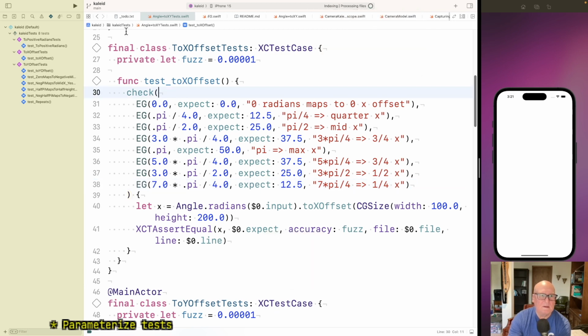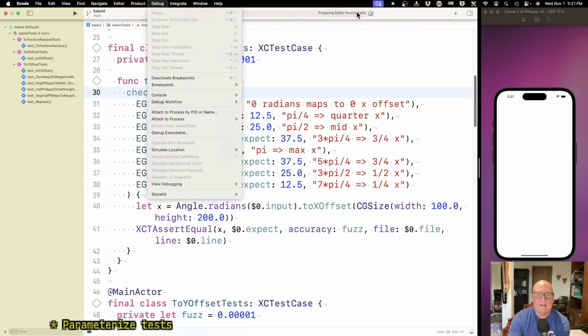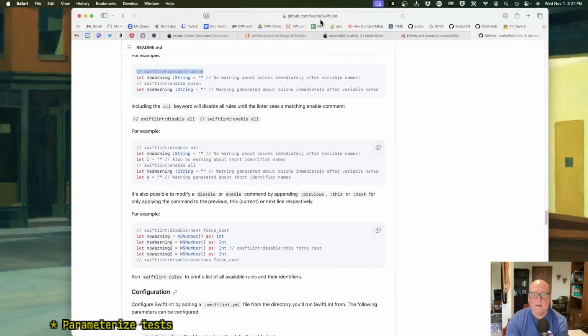Okay. Okay, I did a clean build. This indexing just seems to be going on forever. What editor functionality? Sorry, let me look at that.